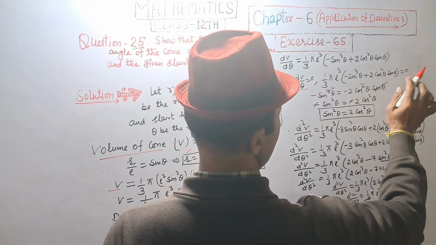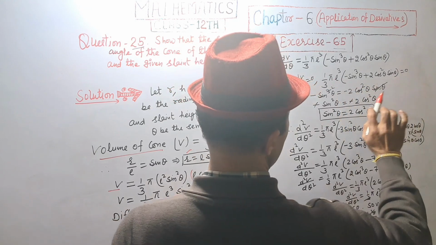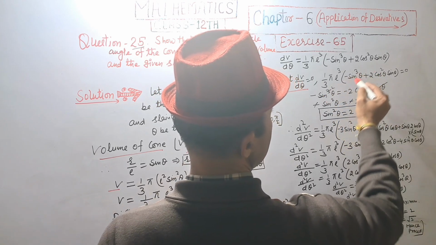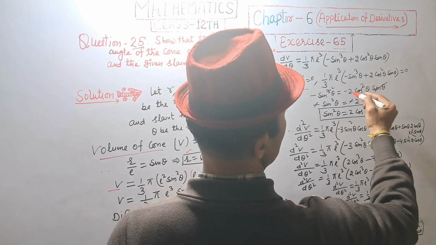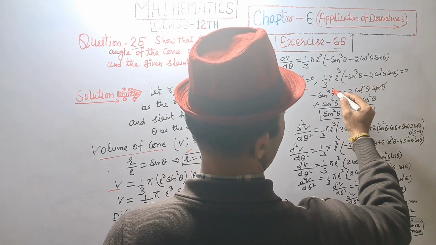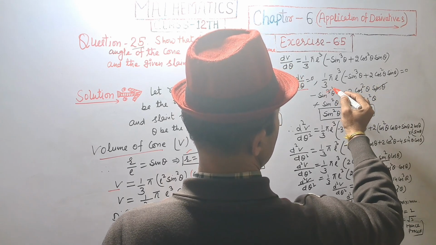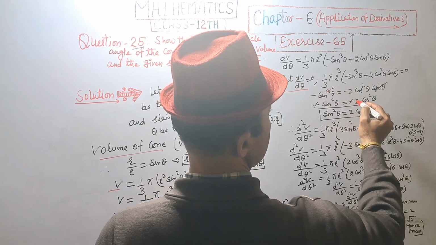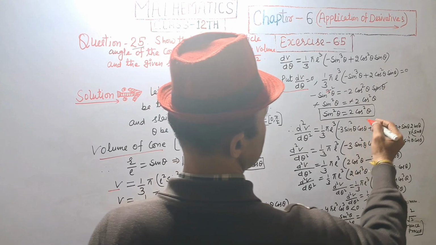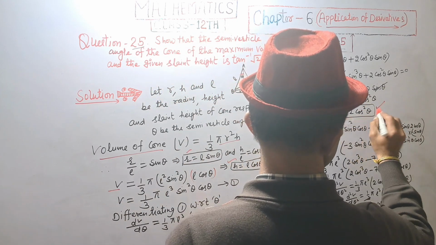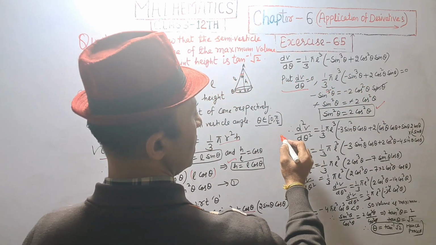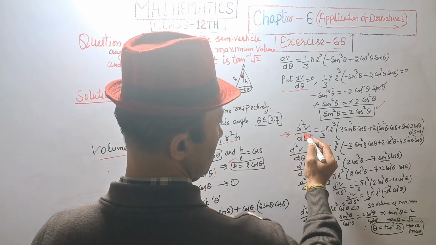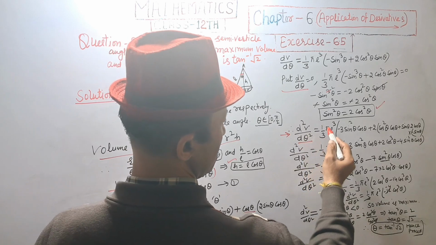Put dV upon d theta is 0, first differentiation is 0, so 1 upon 3 pi L cube is equal to 0, and minus sin cube theta is equal to minus 2 cos square theta sin theta, 1 power sin theta that will be cancelled, and minus sin square theta is equal to 2 cos square theta, minus minus is cancelled, and we get sin square theta is equal to 2 cos square theta.